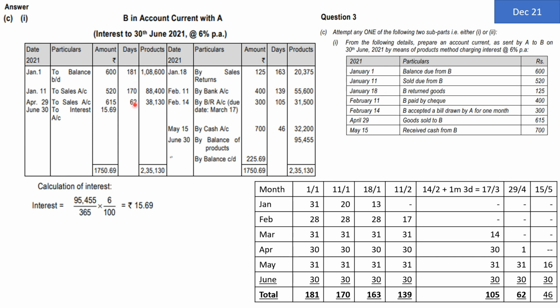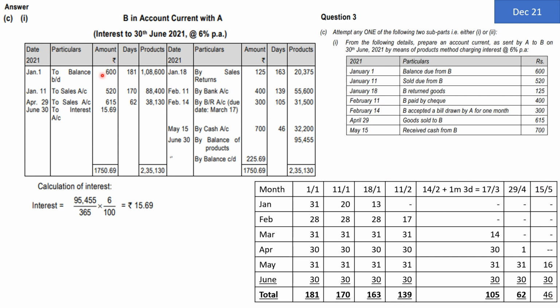Now let us write down the days which are applicable for each of these transactions. 1st Jan, number of days is 181, that we are writing here. 11th Jan, number of days is 170. For 29th April, number of days is 62, so 62 days are written here. 18th January, number of days is 163. Then February 11th, the number of days is 139. And February 14th, which is falling due on March 17th, number of days is 105, so those 105 are written here. And the last one is May 15th, number of days is 46, so those 46 are written here.